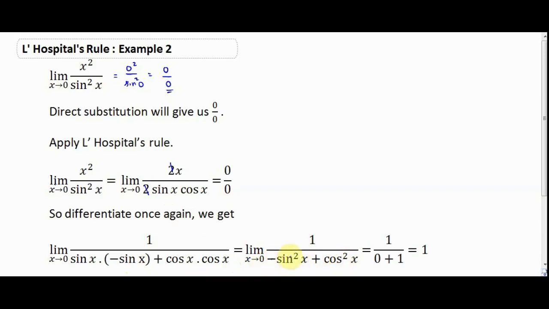Now substitute x equal to 0, what you get is 1 divided by minus sin 0 square, so that will be 0, plus cos 0 square. Cos 0 is 1, so 1 square, that is 1. So we will get 1 divided by 0 plus 1, that is 1. So we will get the final answer as 1.